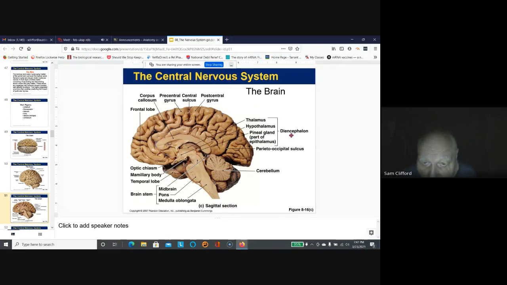So that's the diencephalon. Then we have the optic chiasma, where the nerves from the eyes cross on their way back to the visual cortex.